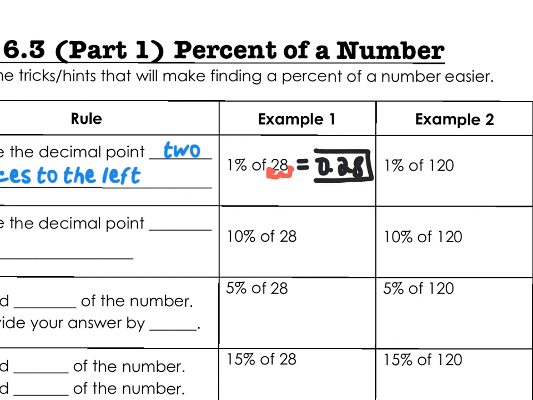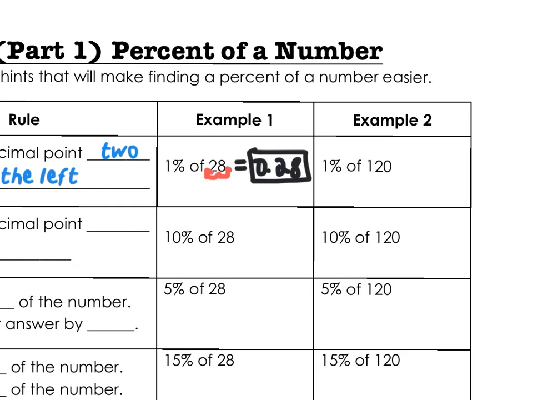Okay, we'll box our answer. And so let's try it on a different example. 1% of 120. If I wanted to find 1% of 120, again, I would put my decimal point at the end of the number, move that 2 times to the left, and then my answer would be 1.20 or 1.2. So let's write that down, show the little loops in red, and then box your answer.